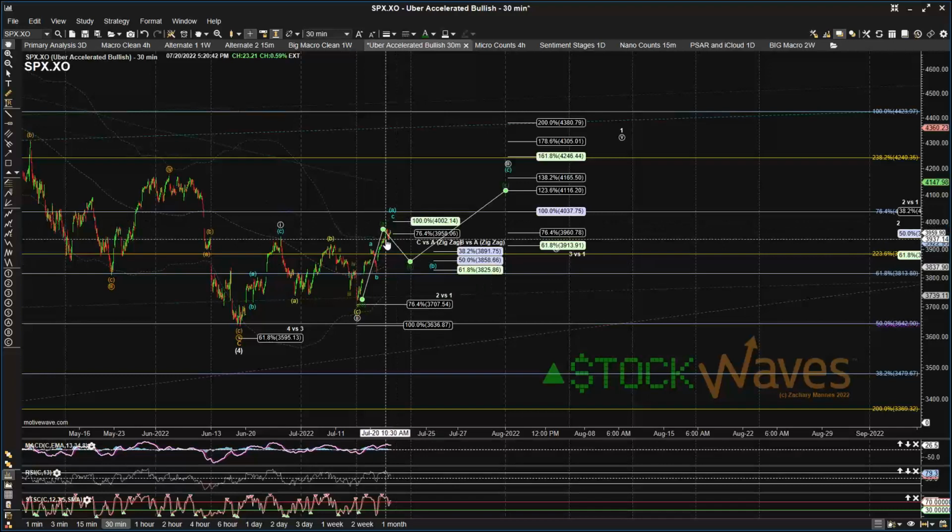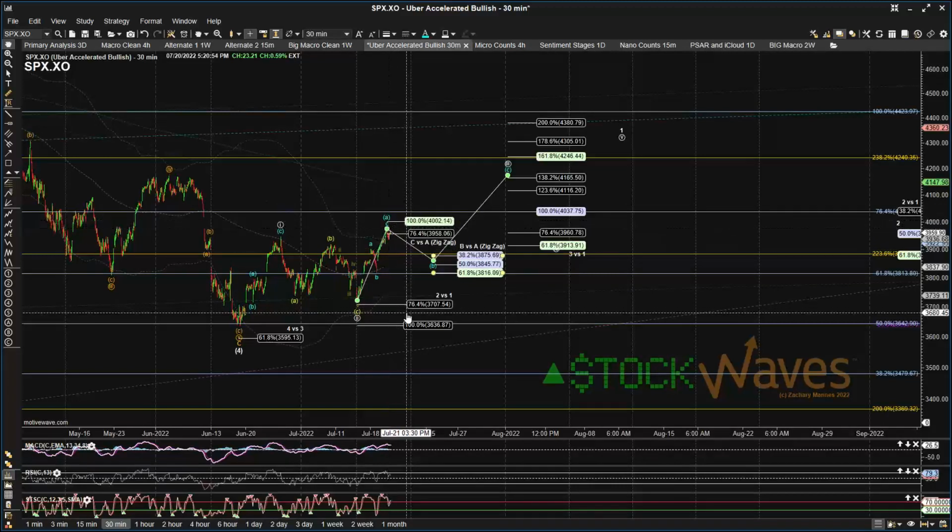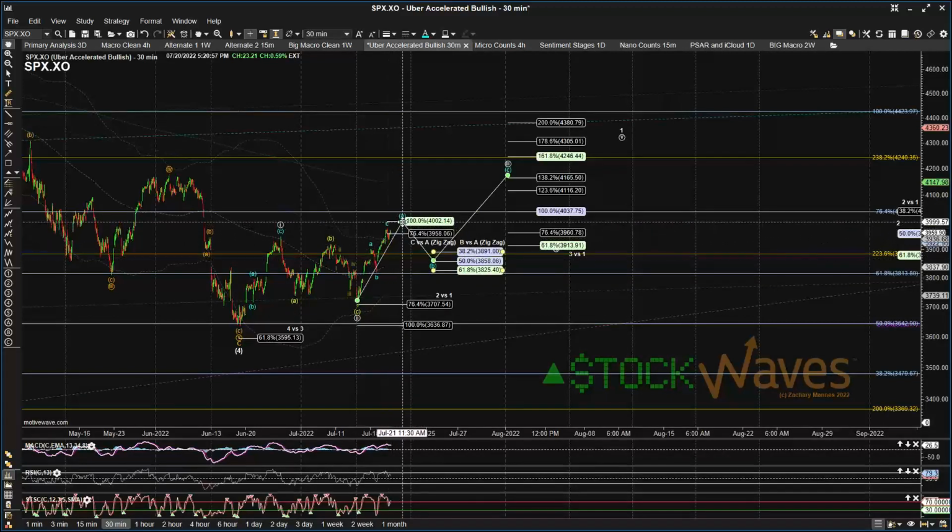But I think we got high enough that even if we don't get higher to the 4,000 level, for the exact C equals A inside of our parentheses A wave, that we could just count this, the high that we made today, as all of that C of A.